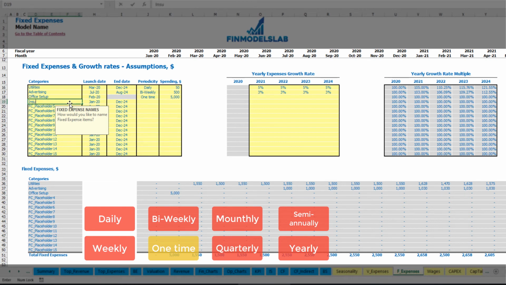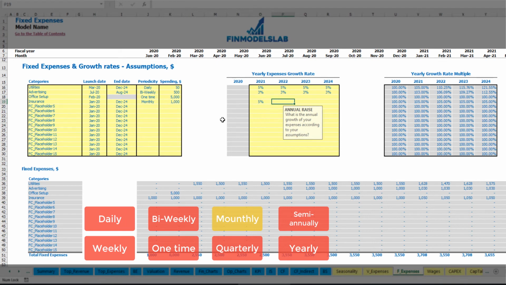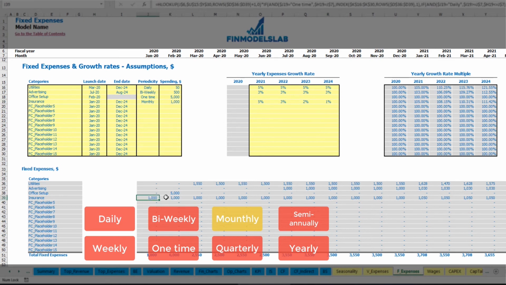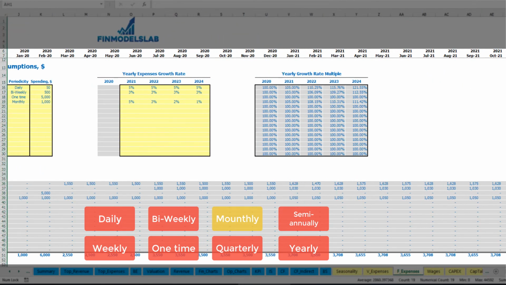Another option, insurance, let it start from January 20 till the end of the model, and it can happen monthly with $1,000 per month with 5% of growth first year, 3% of growth second year, 2% of growth third, and 1% year number 4. So you may see this calculation here. Starting from January 21, it will grow for 5%, which is $50. And starting from January 22, it will grow for 3%, which is additionally $32.